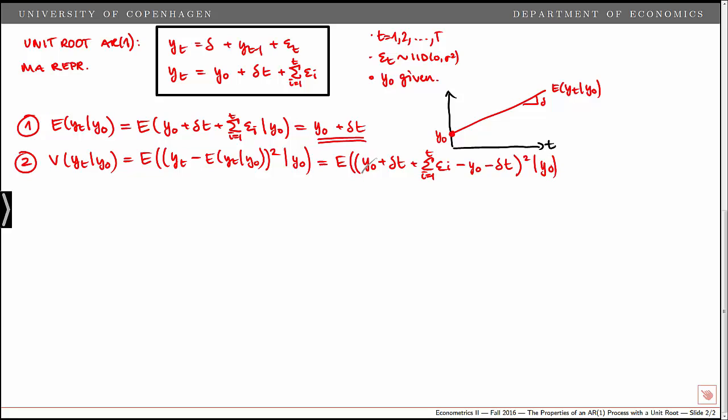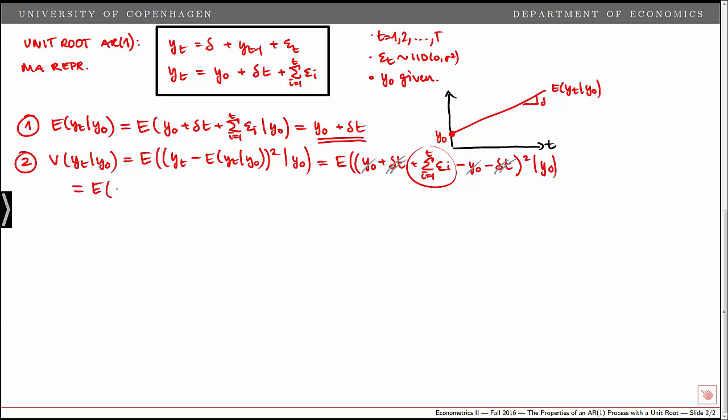Note here that these two terms cancel out. These two terms cancel out. So what we're left with here is the stochastic trend term in here. We square it and we condition on y_0. We can write this as the expected value of, and now look at this term here, we have the stochastic trend and we square it.